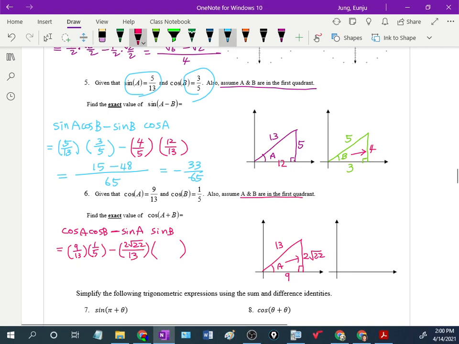Now let's do sine B. Sine B is from this condition. So let me draw the same type of drawing. And the opposite side, we don't know. Adjacent is 1, hypotenuse is 5. So let's calculate the opposite side from the Pythagorean theorem. Okay? So 5 times 5, 25. Subtract 1. And then take the square root of it.